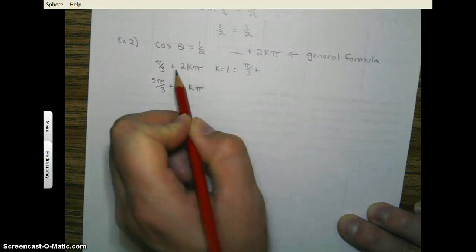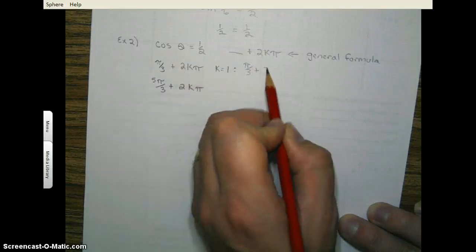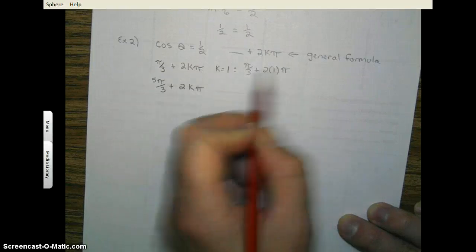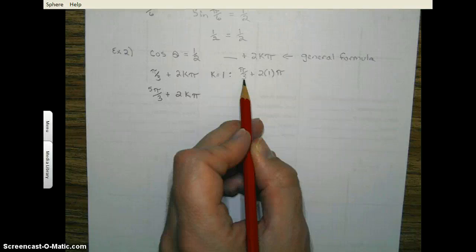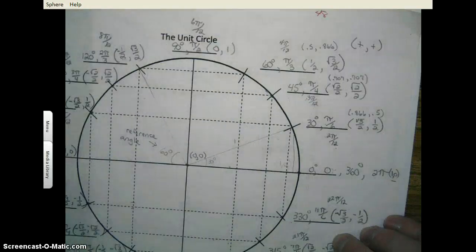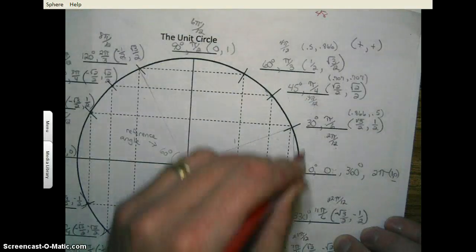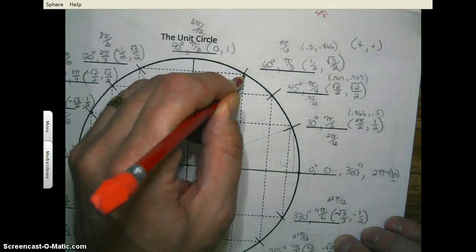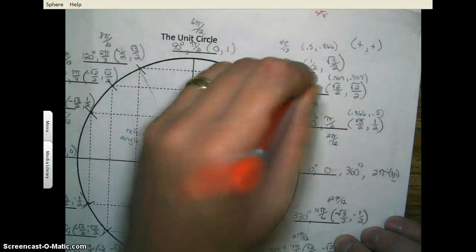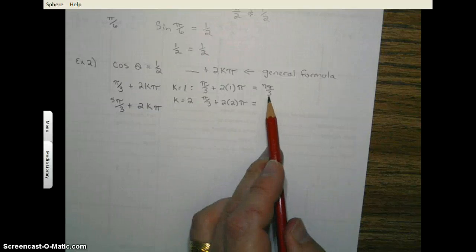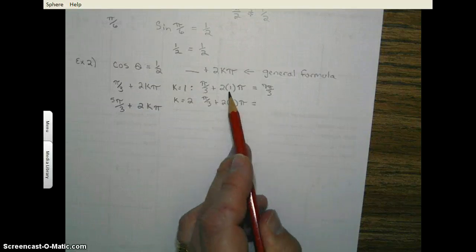plus 2 times k, which is 1, times pi. So basically we're saying, hey, we're going to take pi over 3 and we're going to add 2 pi. Why 2 pi? Because that's 1 complete time around. And when we end up back here again, what's the cosine? 1/2. So we're going to take pi over 3 plus 2 pi. We get 7 pi over 3. That's with 1 time around the circle.